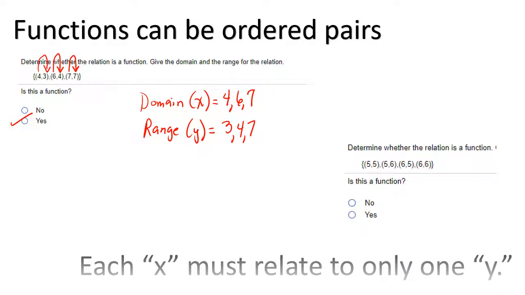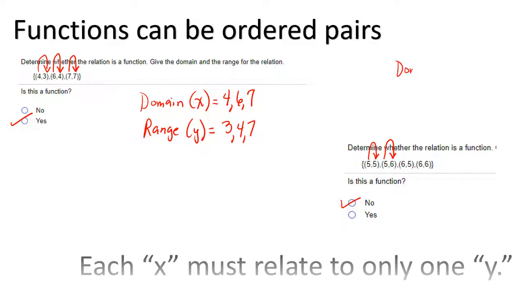Here's a second example. Notice in the first ordered pair, the x is 5 and it goes with another 5 for the y. But the second ordered pair also has the x of 5. That cannot happen in a function. So no, this is not a function.